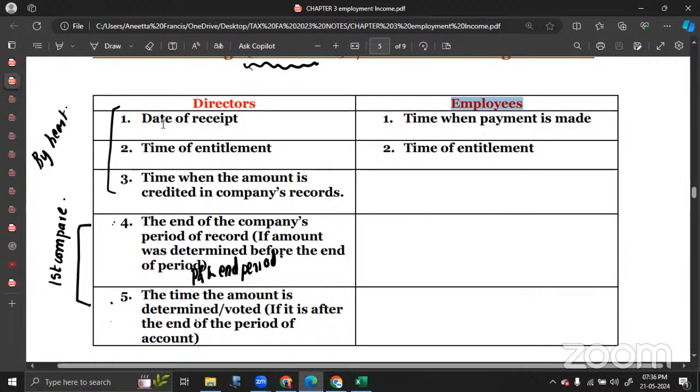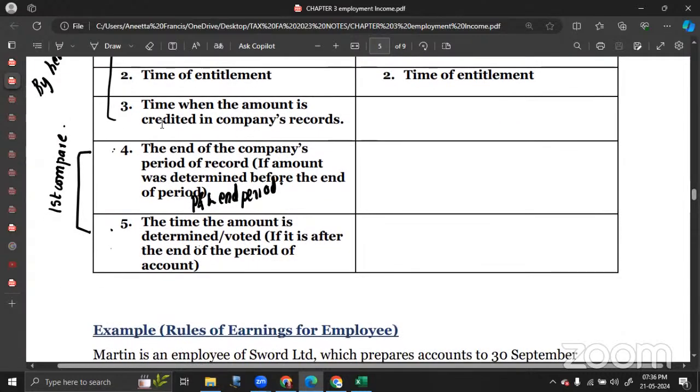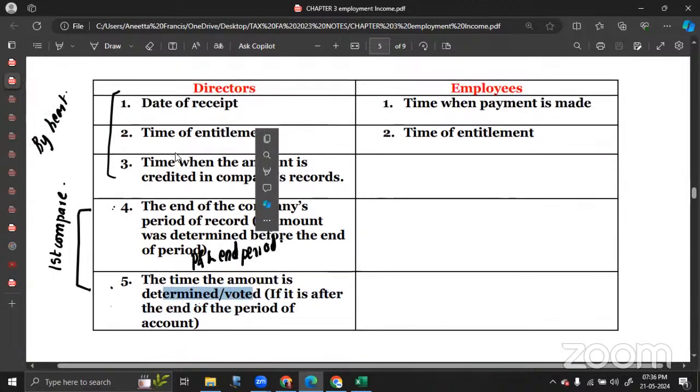So the dates are: date of receipt, that is basically the payment date itself; the date of entitlement; the time when the amount is credited in the company's records; the end of the SOPL period; or the determination period or the voting period. Now keep in mind, out of these two, you can only select one. So if you want to select the SOPL end date, the determination should happen before that. If the determination happens after the SOPL date, you have to take the determination date for comparison. So out of the 5 dates, only 4 dates can be used for comparison.